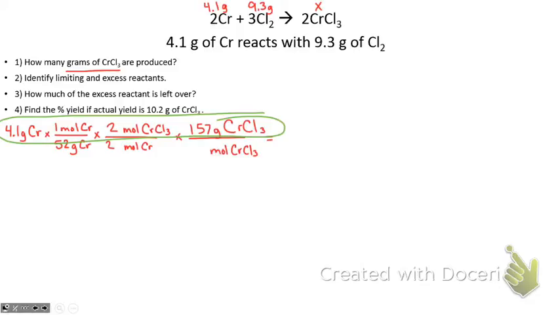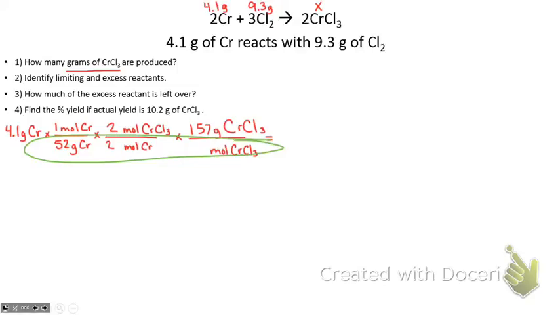If you multiply everything across the top, punch in your calculator 4.1 times 1 times 2 times 157, and then continue to punch in, whoops, I forgot one mole down there, and then continue to divide by everything in the denominator. Hit divide by 52, hit divide by 2, hit divide by 1, and you should end up with an answer somewhere around 12.4 grams of our product.